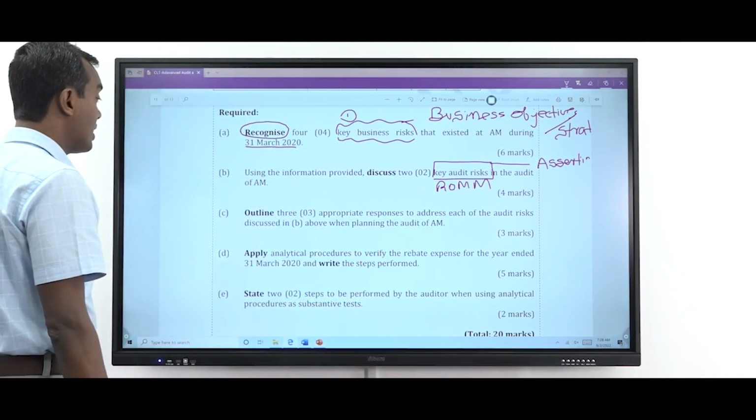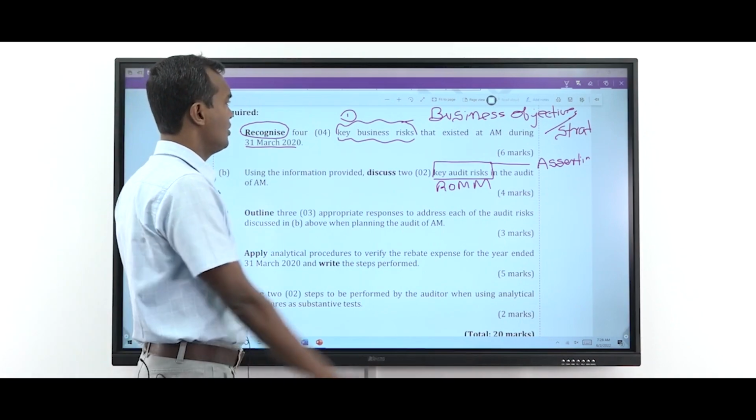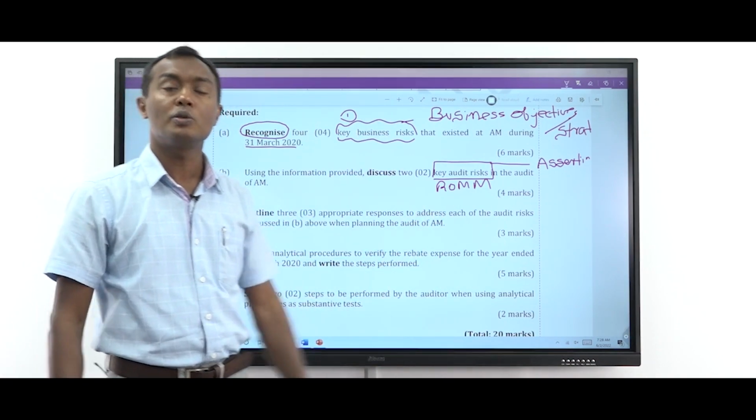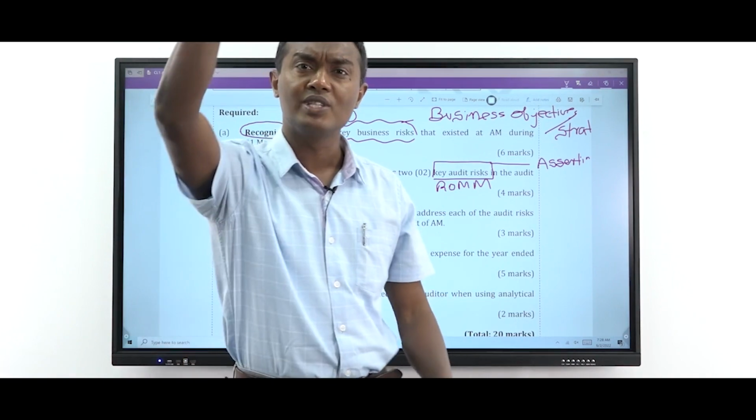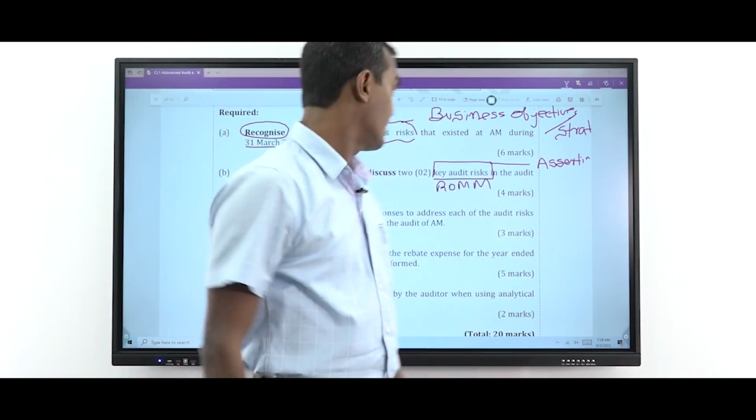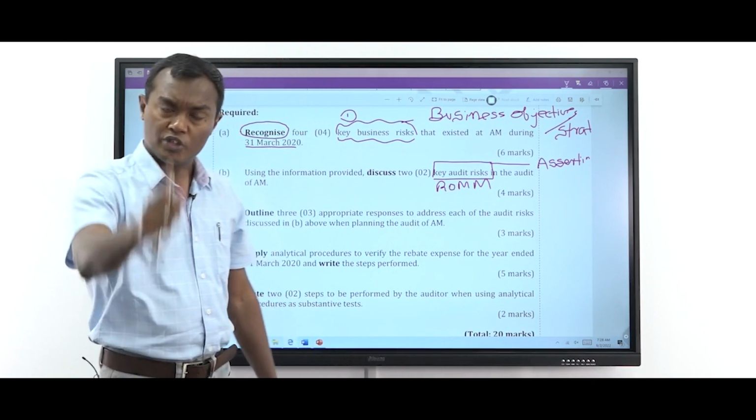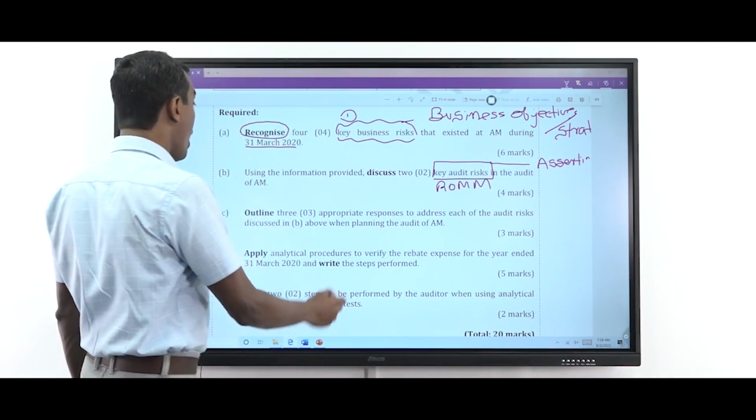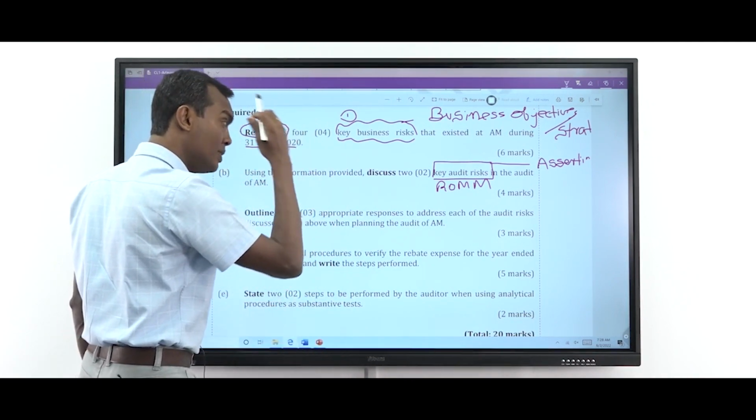Outline 3 appropriate responses. Now see, in auditing, this is very similar. In the introduction I told you a story of auditing, starting with a business risk. When there is a business risk, can the numbers be affected? Yes. If the numbers are going to be affected, how do we know whether the numbers have been affected?